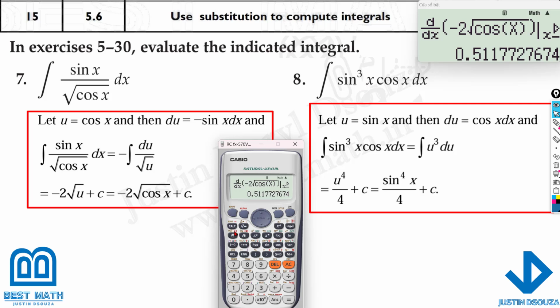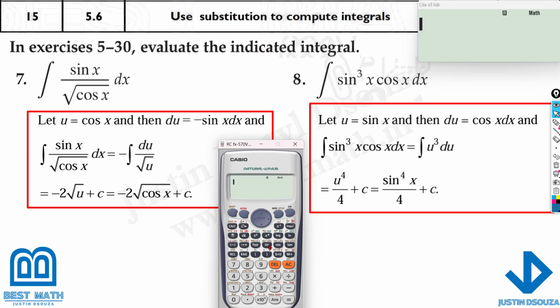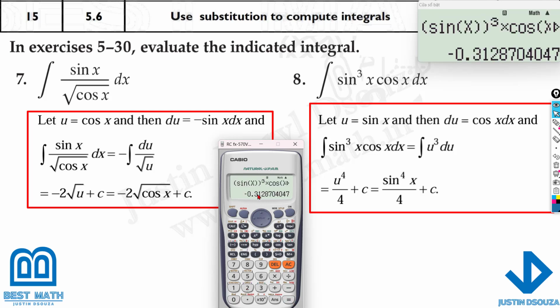How about this one? It's the same thing here. Now sine x, close the bracket and raise it to the power 3. This is not just the x, this is the entire thing raised. Or you can put the brackets here just to be on the safe side. Bracket for sine. So here the double bracket is because x also has a bracket and then this is also having a bracket. Multiplied with cos x. Okay, calculated at 2. It's minus 0.3128.